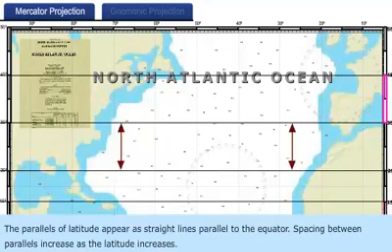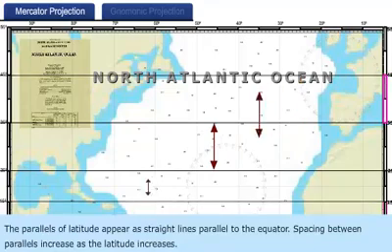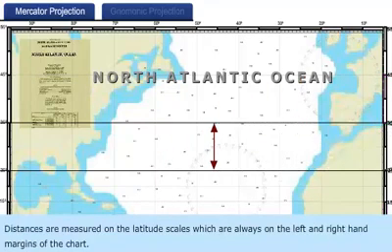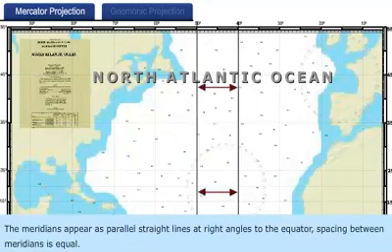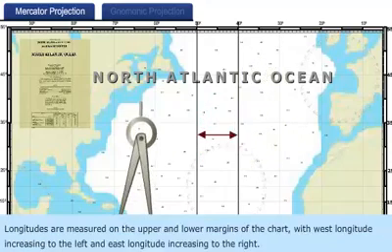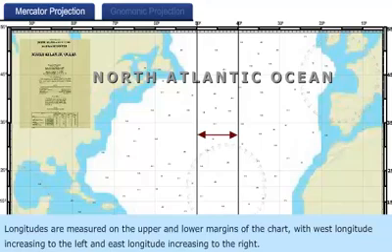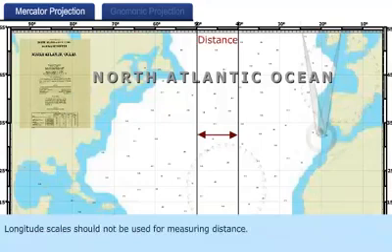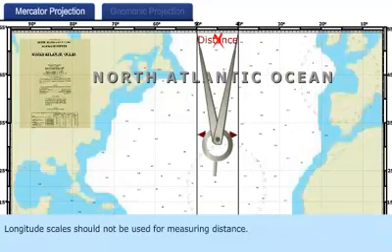Spacing between parallels increases as the latitude increases. Distances are measured on the latitude scale, which are always on the left and right-hand margins of the chart. The meridians appear as parallel straight lines at right angles to the equator. Spacing between meridians is equal. Longitudes are measured on the upper and lower margins of the chart, with west longitude increasing to the left and east longitude increasing to the right. Longitude scales should not be used for measuring distance.